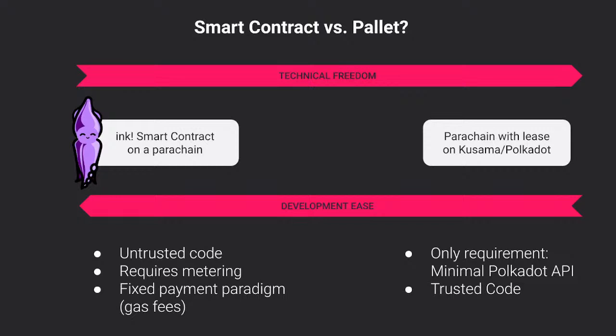If you have your own pallet, you have a lot more technical freedom to implement whatever you want and to charge whatever fees you want for it. And if you have a smart contract pallet, you don't want anyone to deploy anything which brings down the chain by some kind of brute force attack, like a very heavy payload. So you have to implement gas metering since it's untrusted code. So you have less technical freedom, but it's way easier to just develop something there.